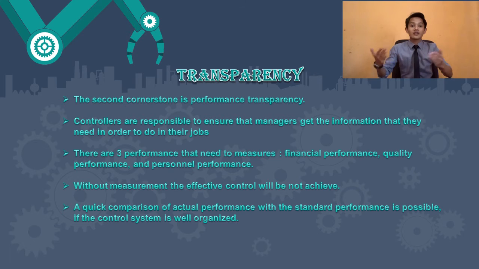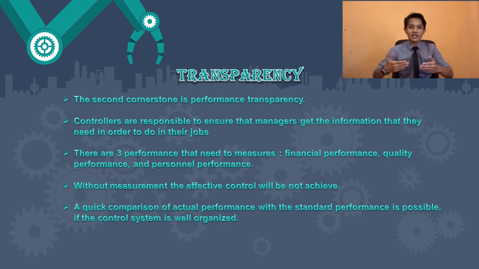Okay, next one is transparency. The second cornerstone is performance transparency. Controllers are responsible for ensuring that managers get the information they need in order to do their jobs. The measurement must cover the three areas of performance that they need to measure. Firstly is financial performance, secondly is quality performance, and lastly is personnel performance.